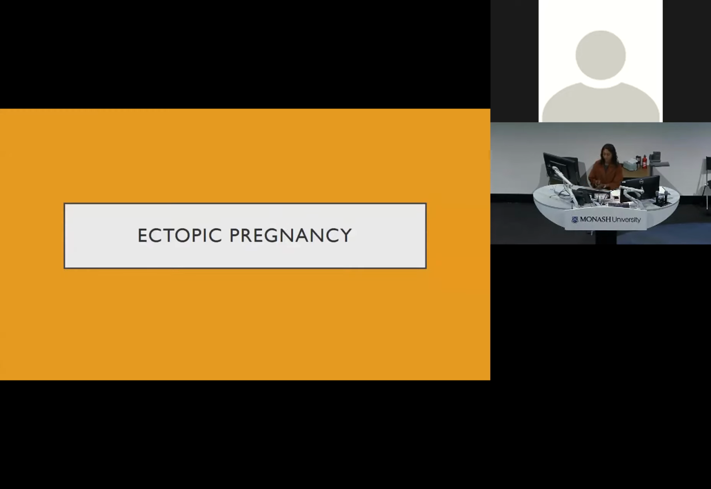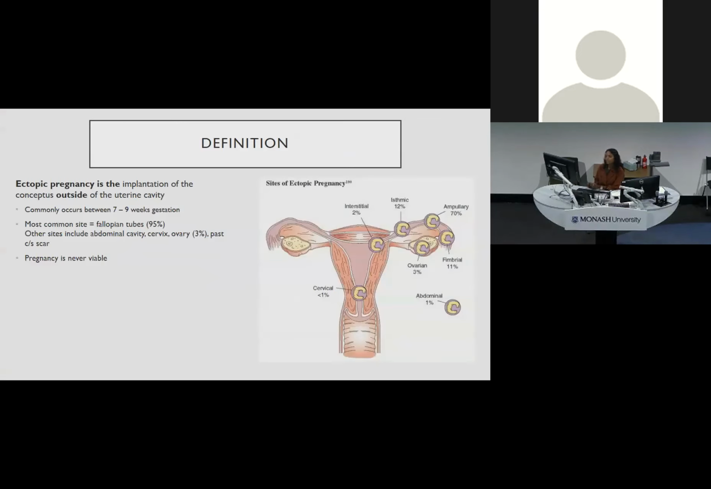Okay, so ectopic pregnancies. This is when the implantation of the pregnancy has happened outside of the uterus. It generally occurs early in pregnancy, so between 7 to 9 weeks gestation, and your most common site is the fallopian tube. So that's where 95% of pregnancies will occur. And as you can see here, the ampulla is within the fallopian tube. That's where it's most likely going to occur.